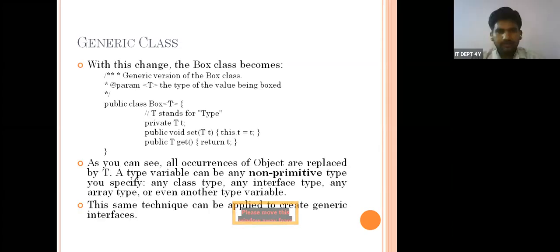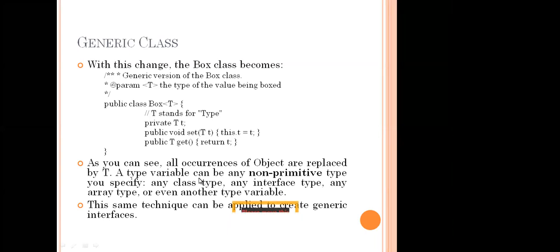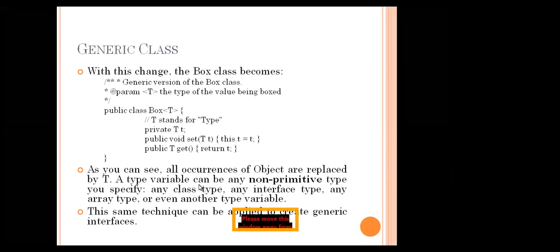So we have ordinary classes. In ordinary classes, we mention some data types with variables to store the values normally.